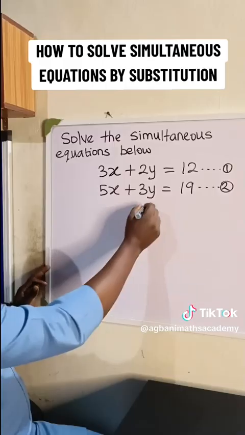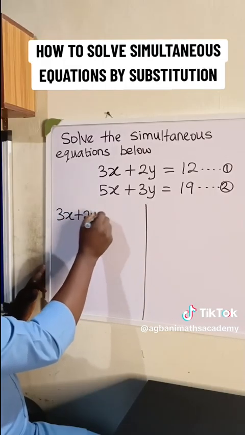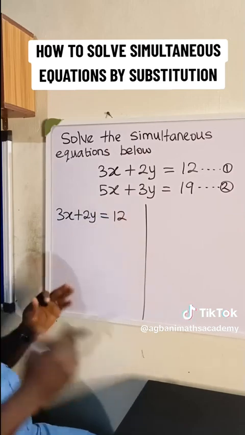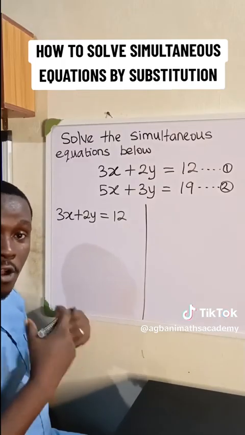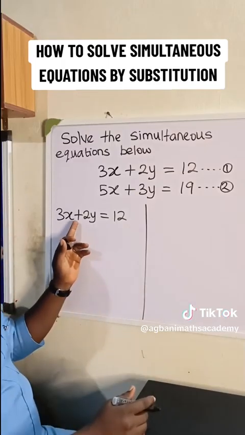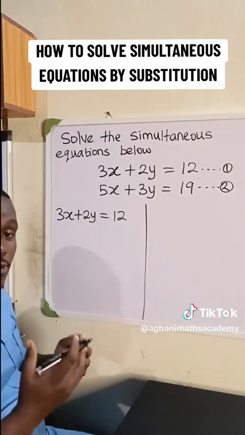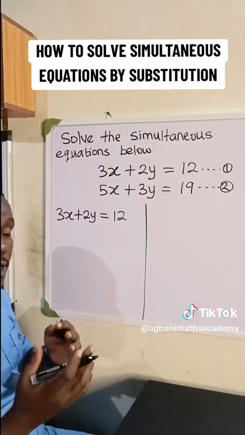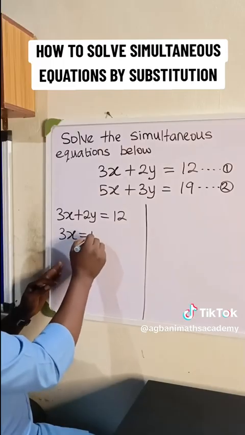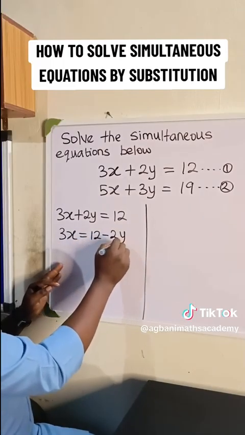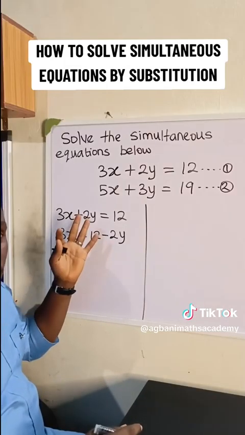So equation 1, we have 3x plus 2y is equal to 12. Making x the subject means x is going to be found alone on the left side. So first we have to move plus 2y to the right. How do we do that? We subtract 2y from both sides. So we're going to have 3x is equal to 12 minus 2y. When you subtract 2y from this side, it's going to cancel out.